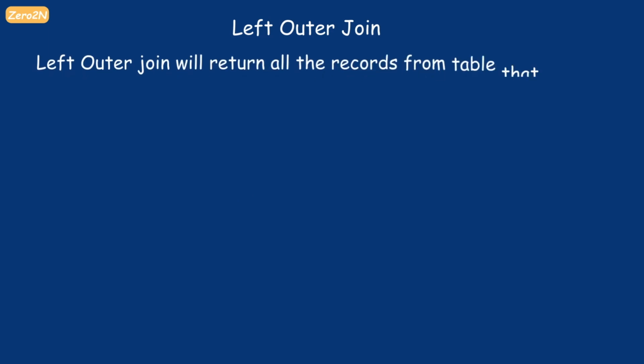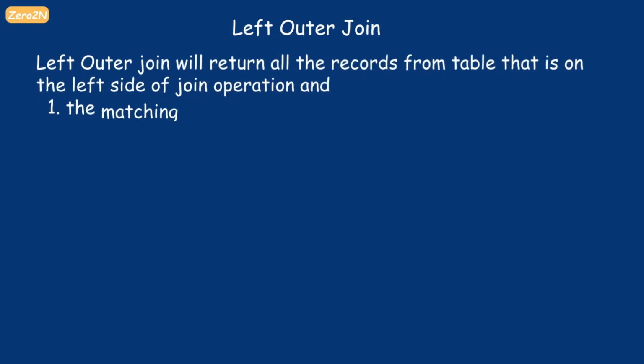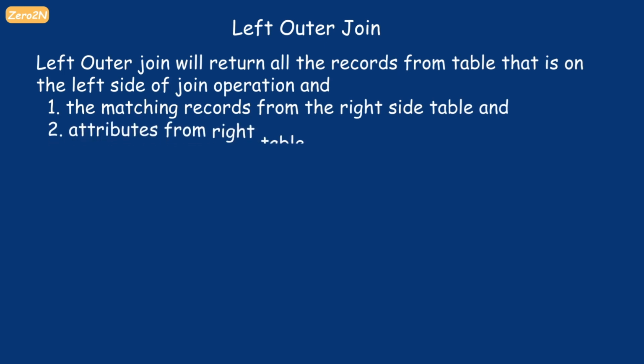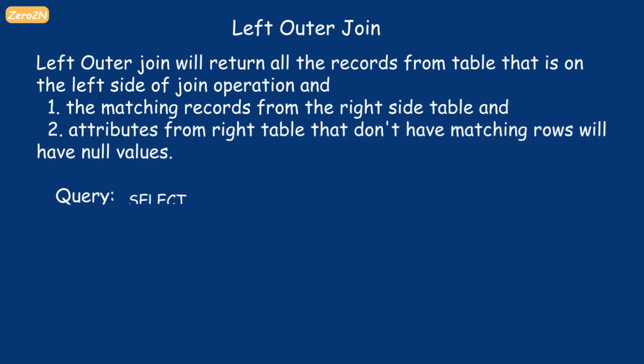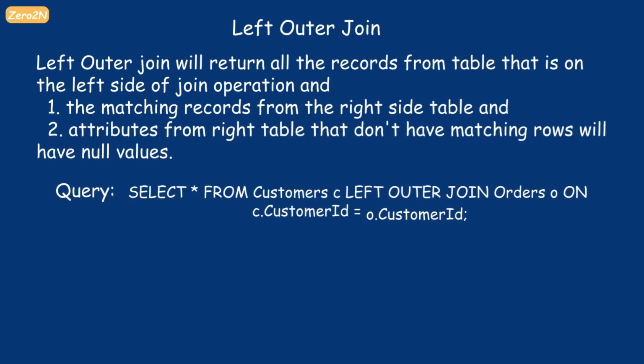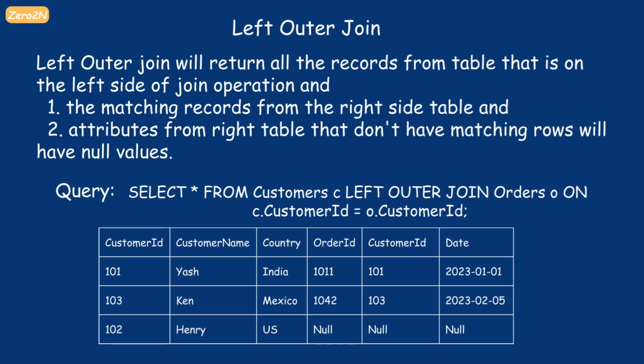Left outer join. Left outer join will return all the records from the table that is on the left side of the join operation and the matching records from the right side table, and the attributes from the right table that doesn't have a match, then the rows will be filled with null values.